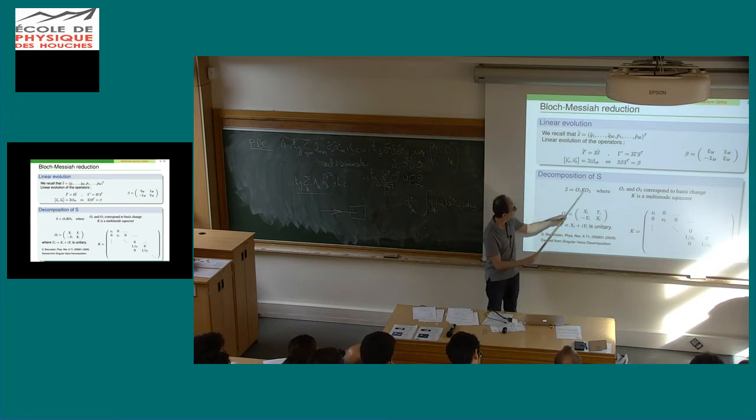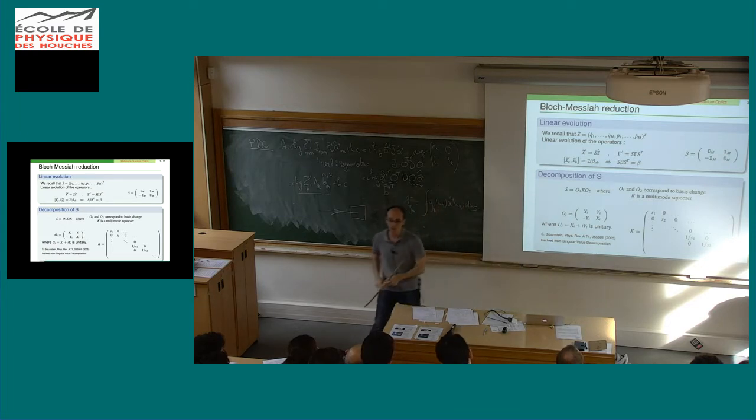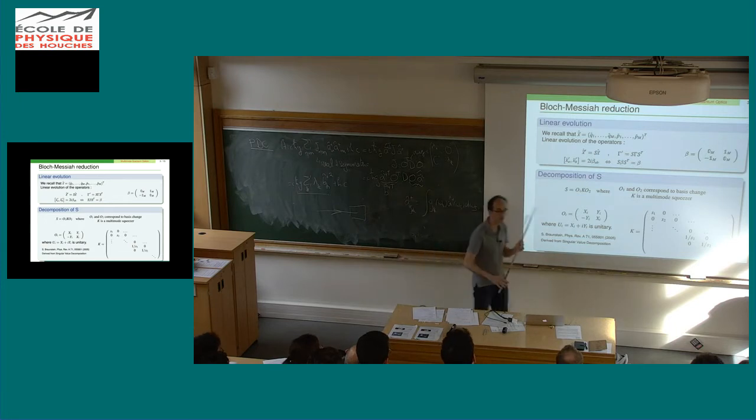And this form, in fact, is simple. So O1 and O2 are really the equivalent to the O which are here. So they are basis change. And K here is a squeezing operator. Okay, so it's exactly the same as I did here, but now I don't have to make extra assumptions.